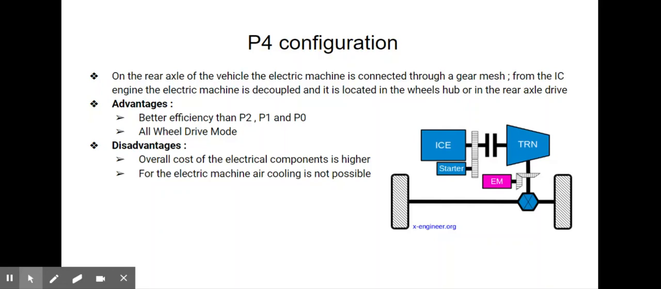Its main advantages are that its efficiency is better than the P2, P1, P0 configurations, and second advantage, it has an all-wheel drive mode. Its main disadvantages are that the overall cost of electrical components is higher compared to the P0, P1, P2 and P3 configurations. Its second disadvantage is that for the electrical machine, air cooling is not possible, so bearing cost is high.